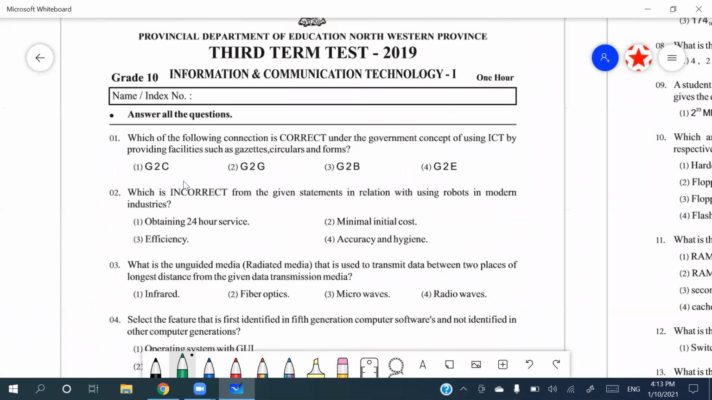Yes, so the very first question is about which of the following connections is correct under the government concept of using ICT by providing facilities such as gazettes, circulars, and forms. Now these gazettes, circulars, and forms are relevant to the employees, who are government employees. So the correct answer is going to be G2E. Like G2C, it's some service which is given to the citizen, as we talked about in the very first lesson.